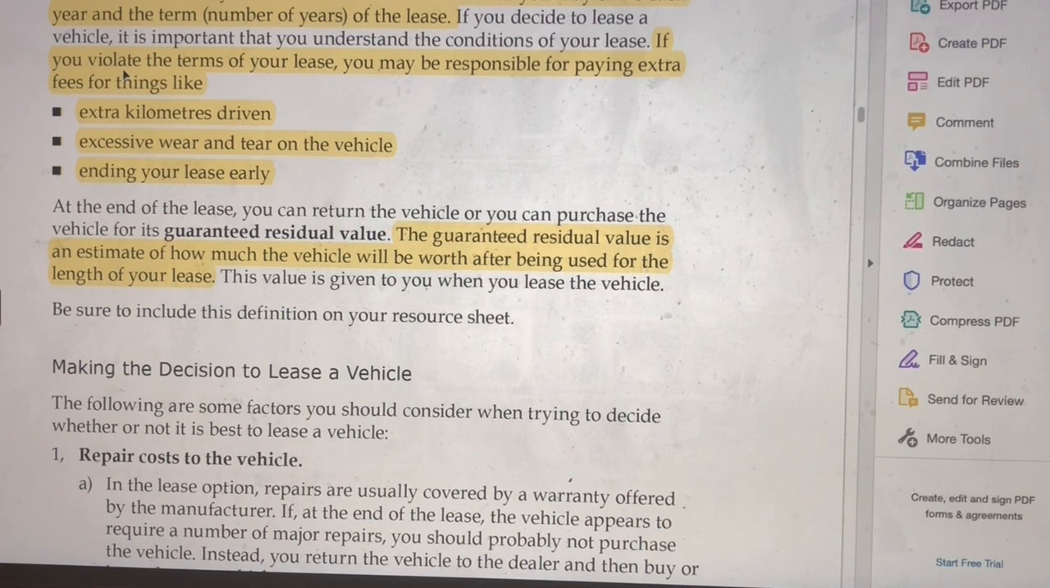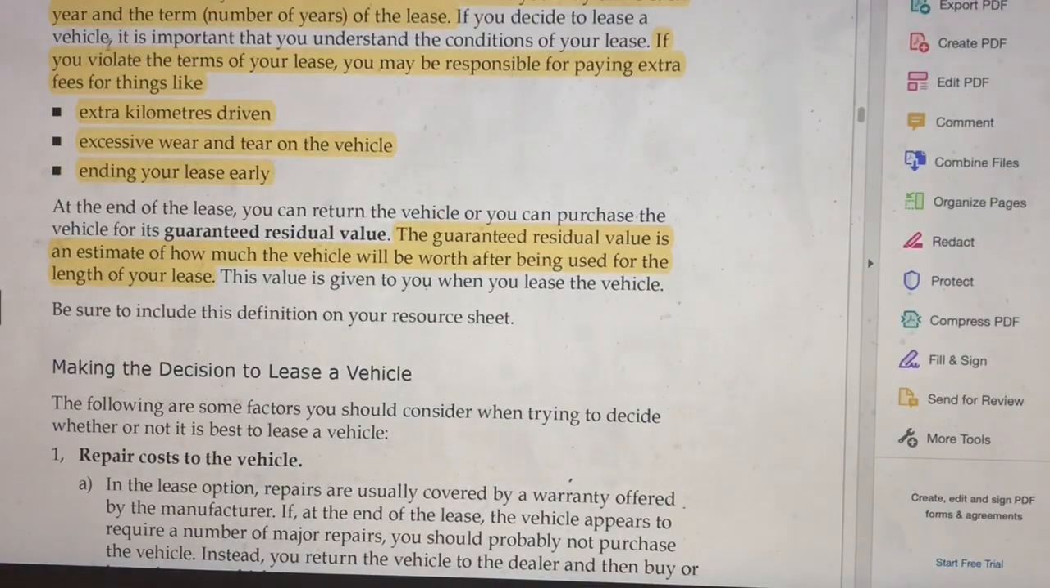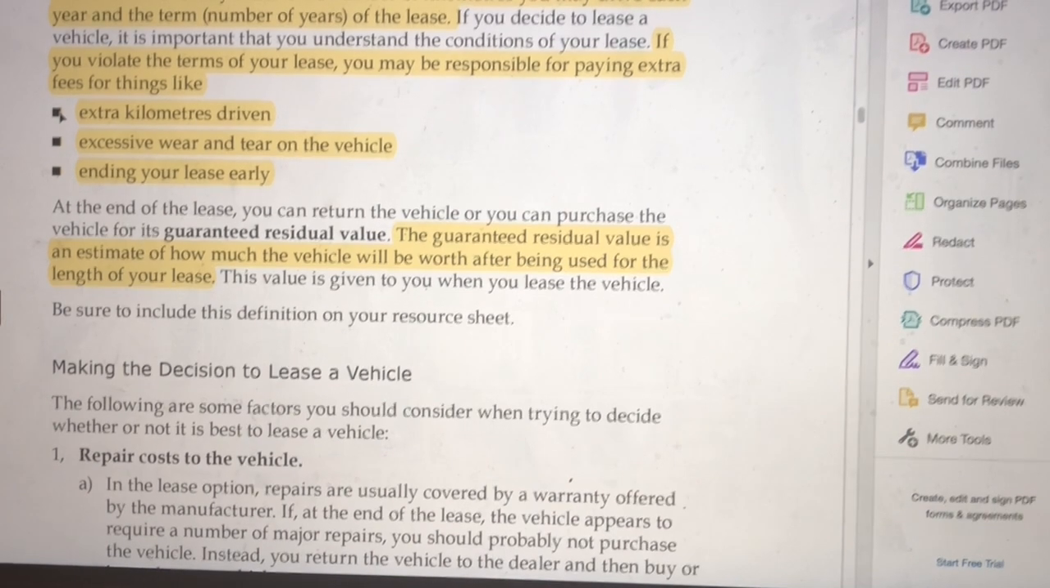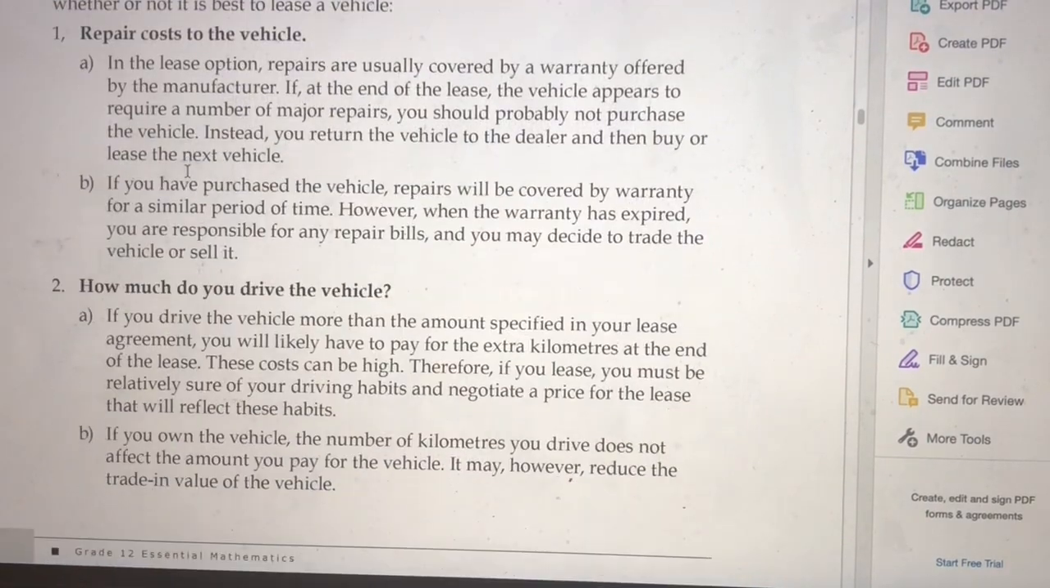After you're done, you have the option to buy or the option to lease again. If you do want to buy, there is a certain price at which you will pay, as I mentioned before. We call that the guaranteed residual value. Make sure you highlight that point, because it will come back again for you. Be sure, as I said, to include that in your definition.